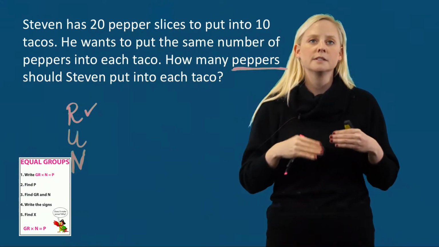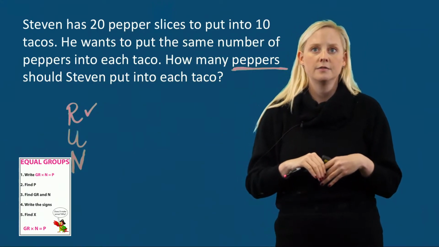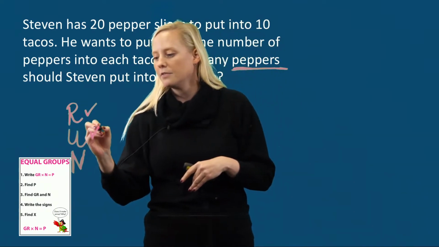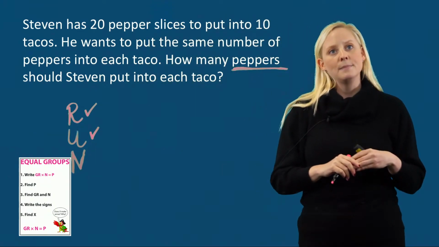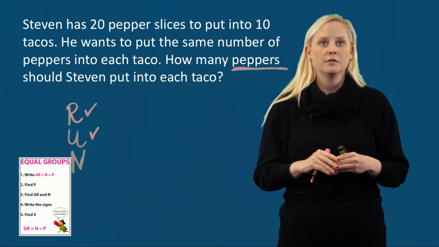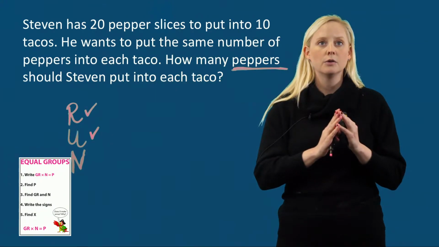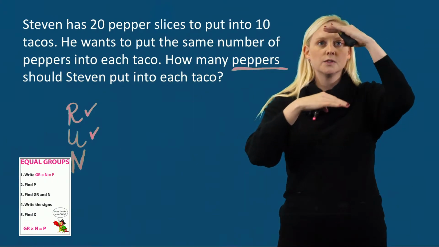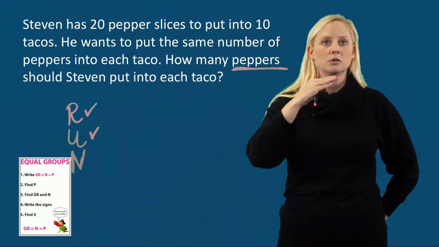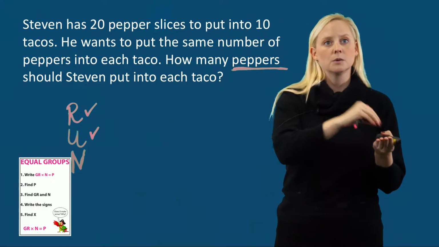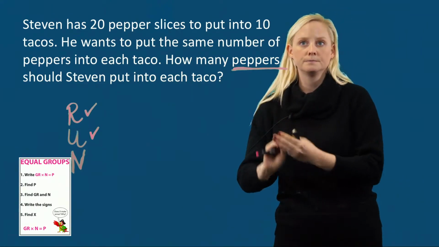There are no more numbers in our problem, so we do not have any irrelevant information. So I'm going to cross off the U. The N stands for name the problem type. When I name the problem type, I need to ask myself, am I putting parts together for a total? Am I comparing 2 amounts for a difference? Do I have a start amount that increases or decreases to a new amount? Or do I have groups with an equal number in each group?